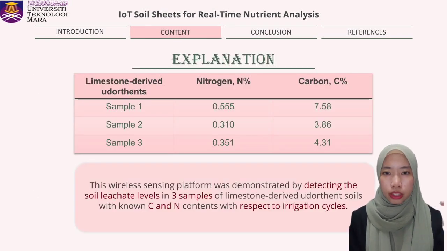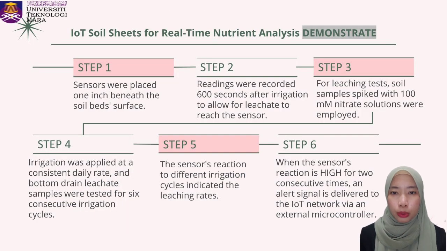Next, explanation. This wireless sensing platform was demonstrated by detecting the soil leachate levels in 3 samples of limestone-derived eudolten soils with known carbon and nitrogen content with respect to irrigation cycle. Firstly, the sensor was placed 1 inch beneath the soil bed surface, and then the reading was recorded 600 seconds after irrigation to allow the leachate to reach the sensor.